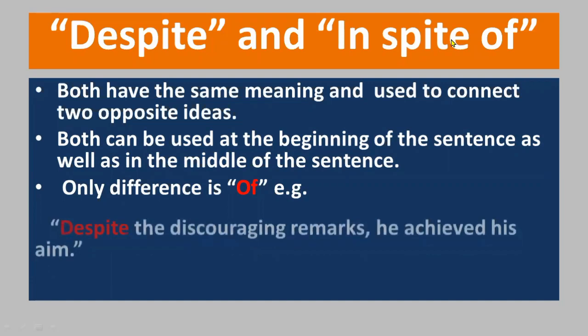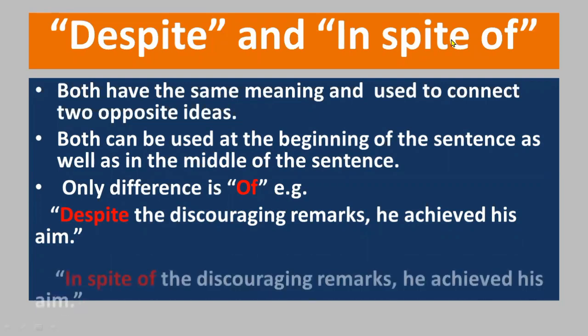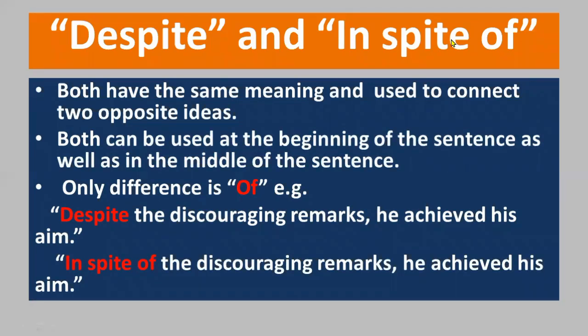For example, despite the discouraging remarks, he achieved his aim. Second example, in spite of the discouraging remarks, he achieved his aim. So you can see the difference. The difference is only of.